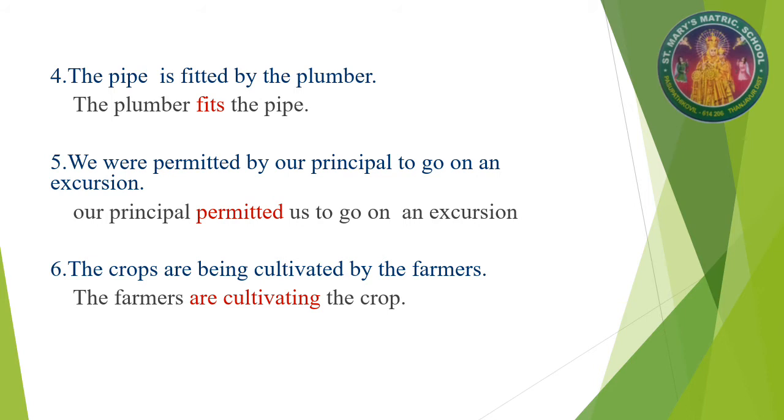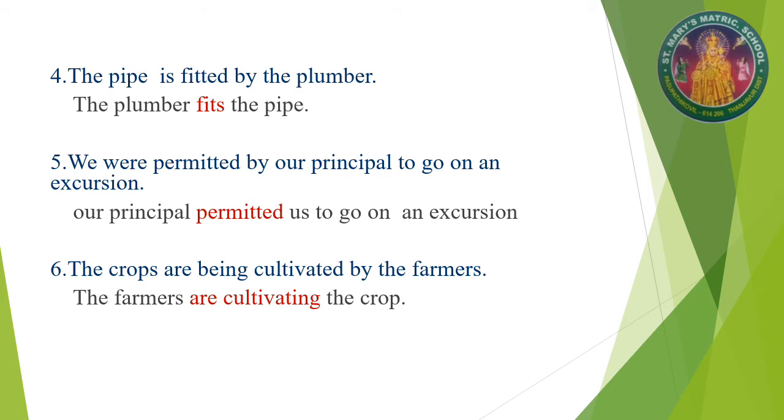So now bring the object as a subject, our principal. It is a noun form, so no need for changes to take place here. Our principal, were permitted. We is a plural form, so were permitted, it is a past tense, plural, past tense. In active voice you should not write auxiliaries. Do you understand? So write that past tense form permitted, and we is considered as an object. How will you change? It's a pronoun, so we is changed into us. Do you understand? We have changed up to this as we have finished. Now the adjunct you have to write as it is, to go on an excursion.